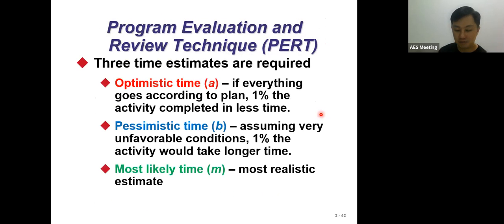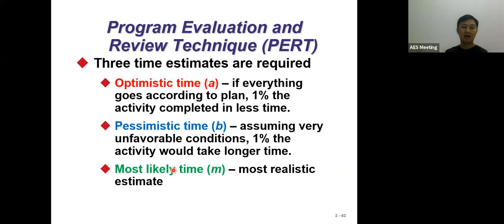Okay, so for PERT analysis we require three estimates: optimistic time, pessimistic time, and most likely time. So what is the difference between these three? Most likely time is about the activity, for example, activity A in 2 weeks here. We say this is realistic. It really can happen, that's why we put it as M.